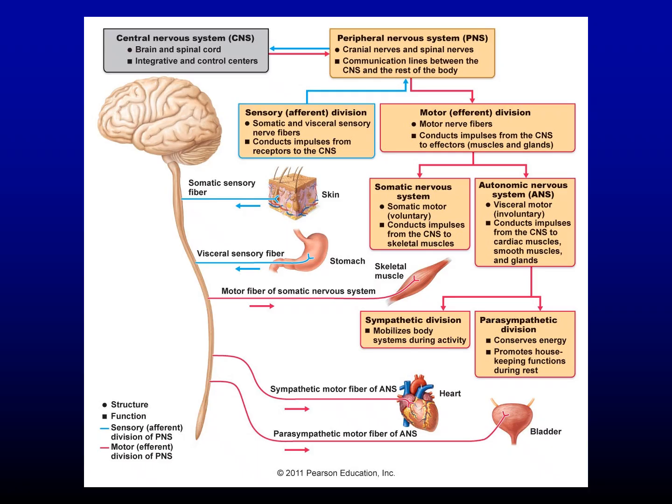The motor division is subdivided into the somatic and autonomic nervous systems. The somatic division serves the voluntary muscles, whereas the autonomic nervous system innervates the viscera, glands and smooth muscle. The autonomic nervous system is subdivided into two branches that oppose each other in action, the sympathetic and the parasympathetic divisions.